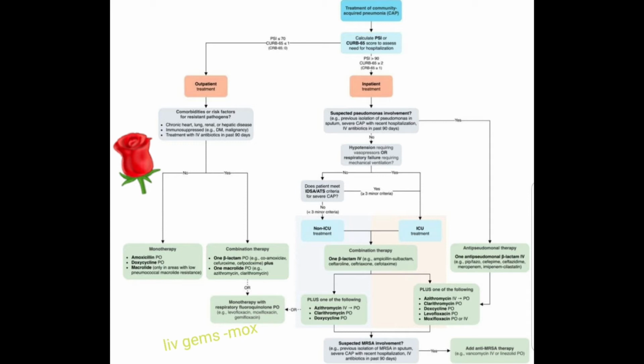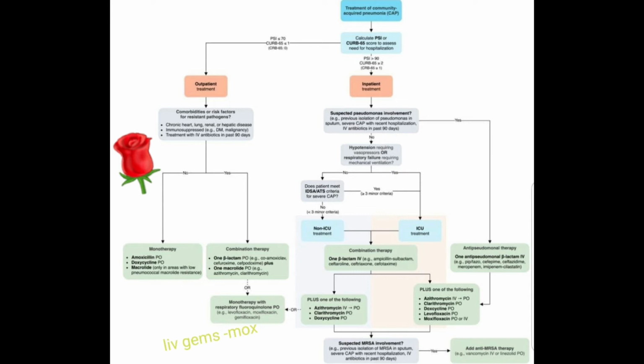Now talking about the other limb of the treatment flowchart, if we have CURB-65 more than or equal to 2, or PSI more than 90, then we will do inpatient treatment. Even in inpatient treatment, first of all you have to ask whether there is a chance of pseudomonas involvement or not.